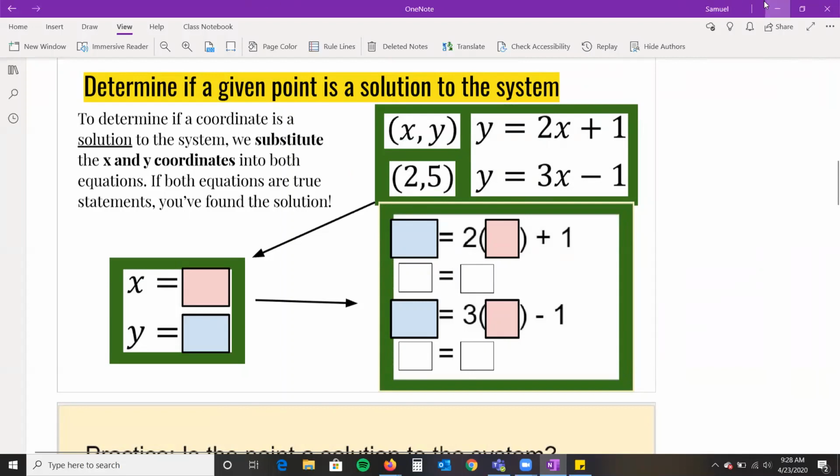And then how can we check, guys? This is where I want you guys to respond. Be ready in the chat because I'm going to keep calling on you guys. In the chat, I want you to just shoot a message real quick. What do we do to check and see if (2, 5) is a solution to both of these equations? What do you guys think?